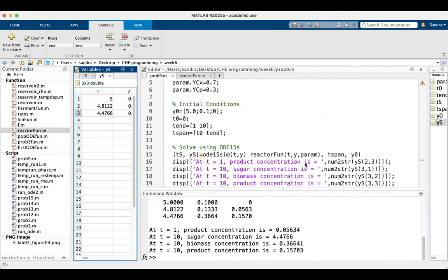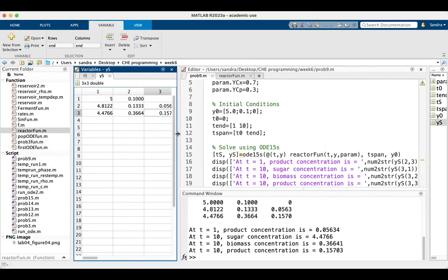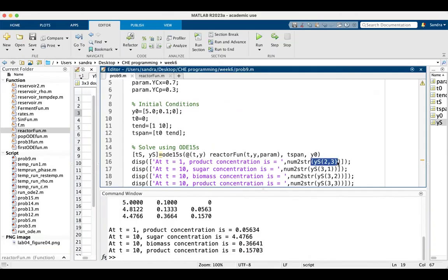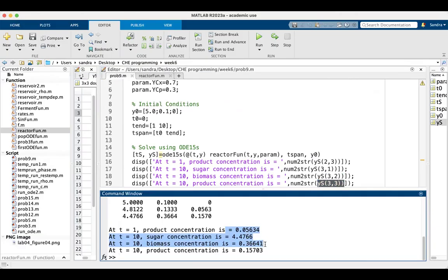At t equal to 1, the product concentration means what? T equal to 1 is this one, right? So the second row, third column. T equal to 10 means it will be the third row. Sugar concentration will be the first column, so 3, 1. Biomass concentration will be the second column, 3, 2. And the product concentration will be 3, 3, corresponding to time t equal to 10. So that's what you extract from here. If you know how the YS looks, you'll be able to extract it appropriately. And finally, you'll have the values here.